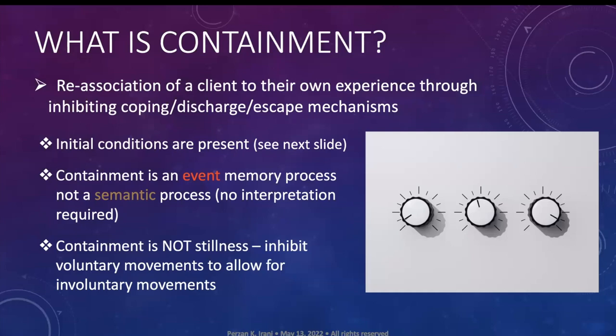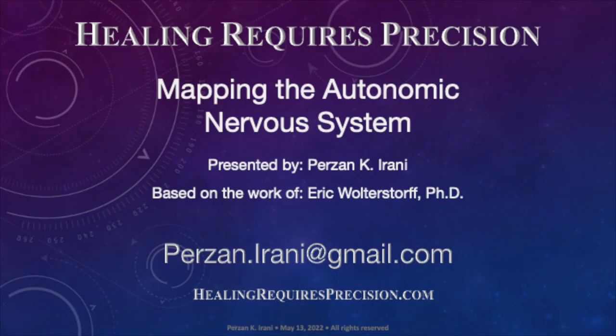Another key point is containment is not stillness. This is a key thing to communicate to the client. We're not asking you to be still. We want you to inhibit voluntary movement to allow for involuntary movements. And I have these little dials on the right in that image because containment isn't an on-off switch. It's a dial. We can increase the amount of containment, meaning we can contain more and more, or we can just do a light containment. We'll talk about when you want to tighten up the containment intervention, or when you want to allow it to be a little more loose.